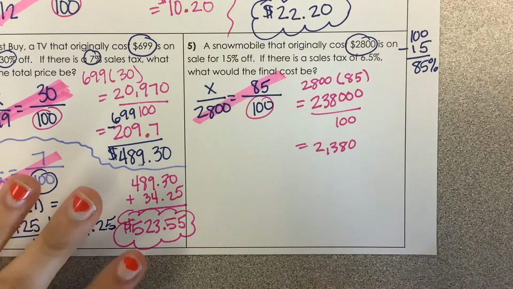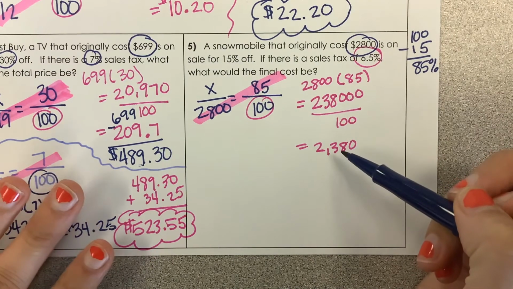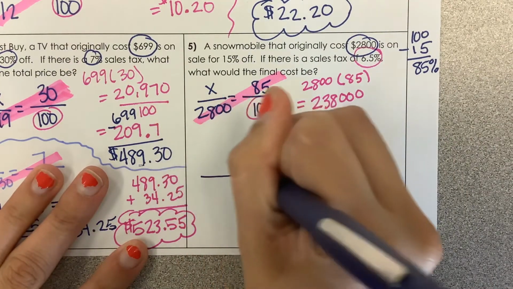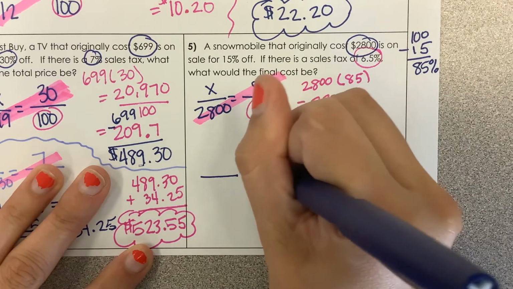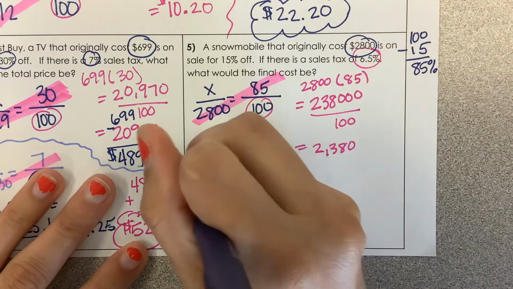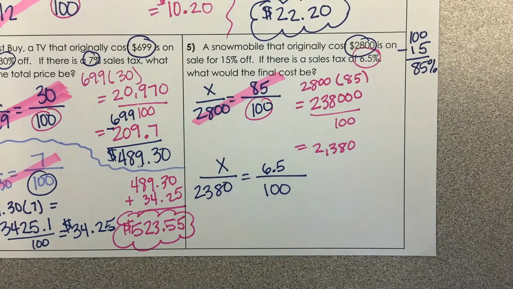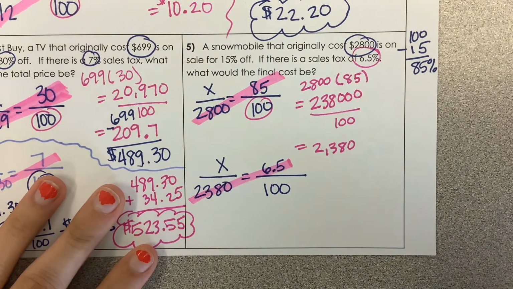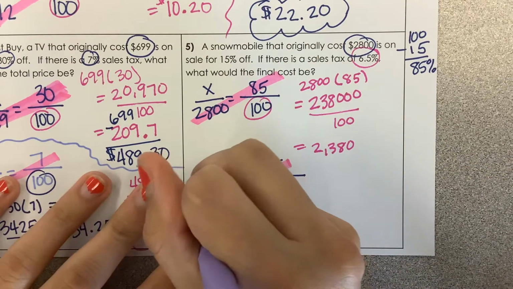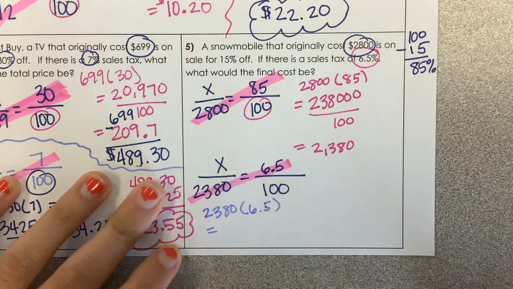Now I can use that number to apply the tax to, because we are only taxed on whatever that discounted amount is. So we want to know what is 6.5% of our new price, $2,380. So I'm looking at my diagonals and I'm going to multiply 2,380 times 6.5.